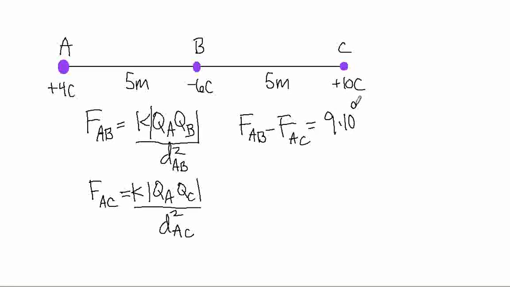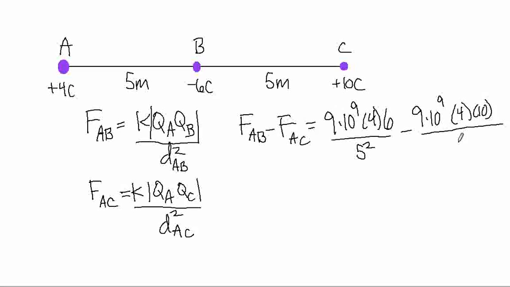So for F sub AB, 9 billion times 4 times 6. Remember, I'm ignoring minus signs. Divided by 5 squared, minus 9 times 10 to the 9 times 4 times 10, divided by, and now the distance between A and C is 10 meters, isn't it? So 10 squared. All right, let's see what we can do with that.